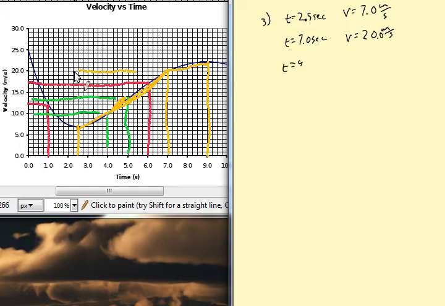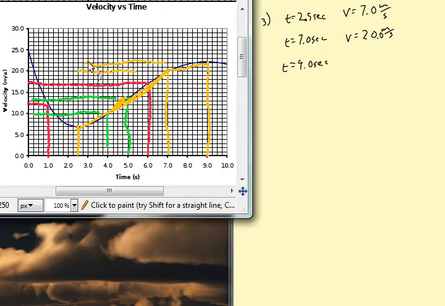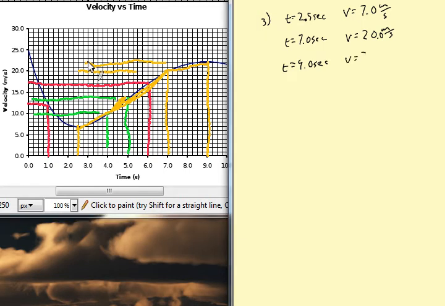And then at time equals 9.0 seconds, my velocity looks like it's 2 squares higher, so velocity equals 22.0 meters per second. All right, so now we're just going to apply the trapezoid rule to the two trapezoids we have. One goes from here to here, and one goes from here to here.